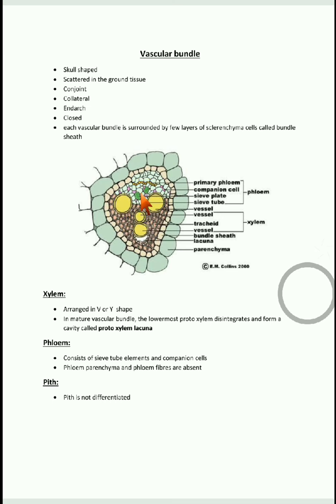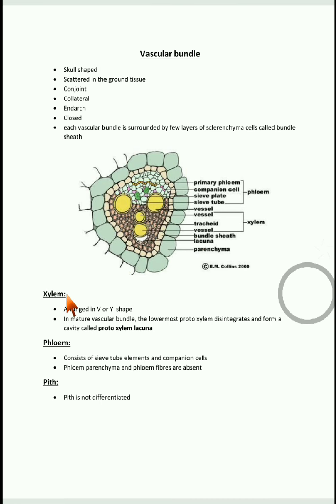These yellow color structures are xylem, and above xylem you can see phloem, and it is collateral, that is, xylem towards the center and phloem towards the periphery. Then it is again endarch, that is, the small protoxylem towards the center and the large metaxylem towards the periphery. Each vascular bundle is surrounded by a layer of sclerenchyma cells. This layer is called the bundle sheath.